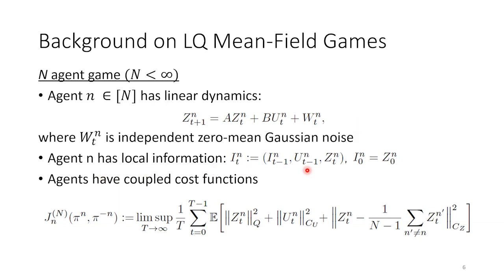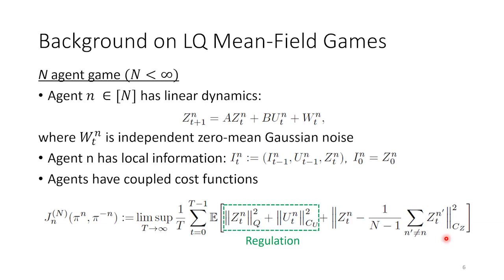Each agent has local information. Basically, it only has access to its own state and actions. It does not have access to the states and actions of other agents. And the agent has a coupled cost function. So this is an average cost function. And I want you to look at these components of the cost function.